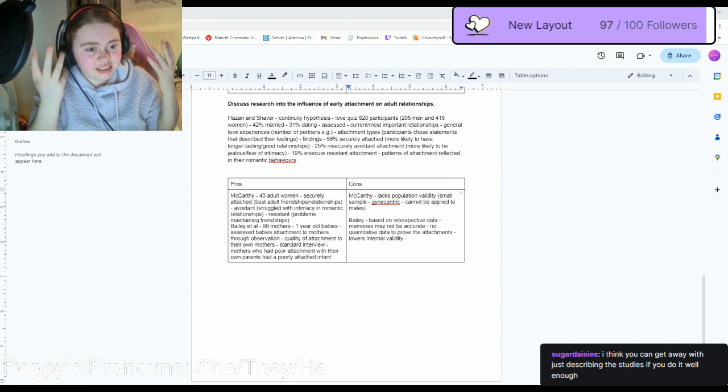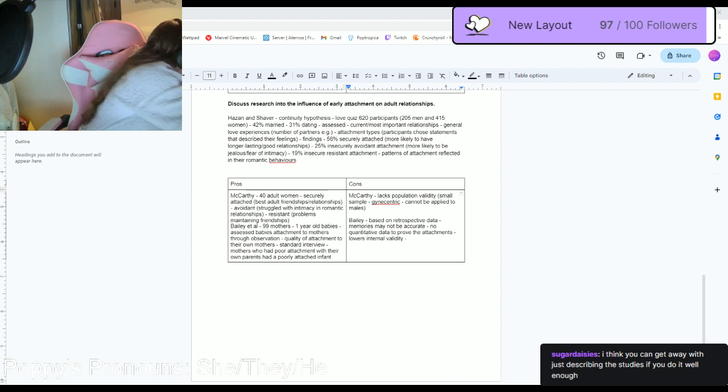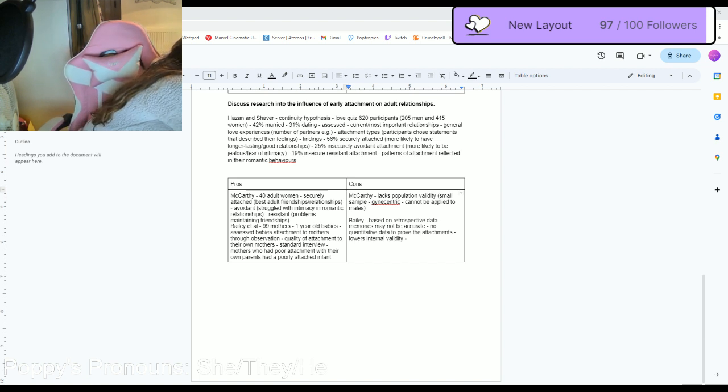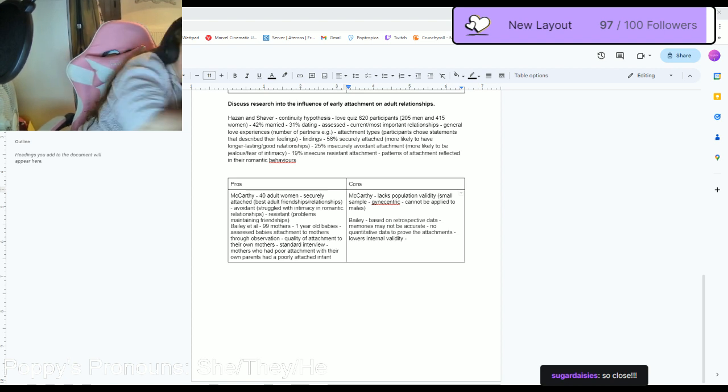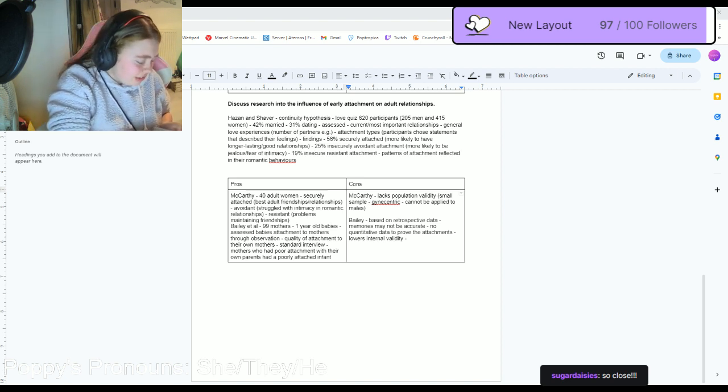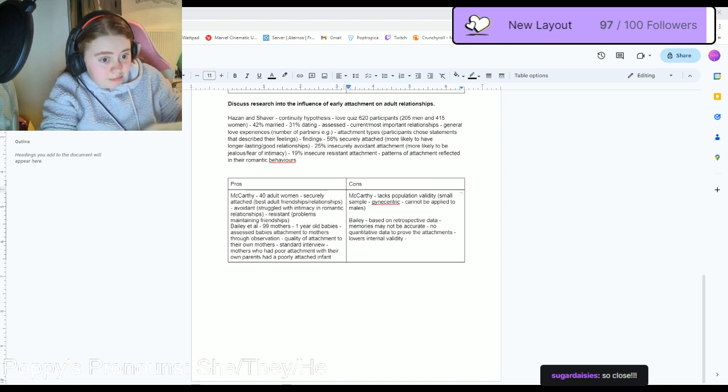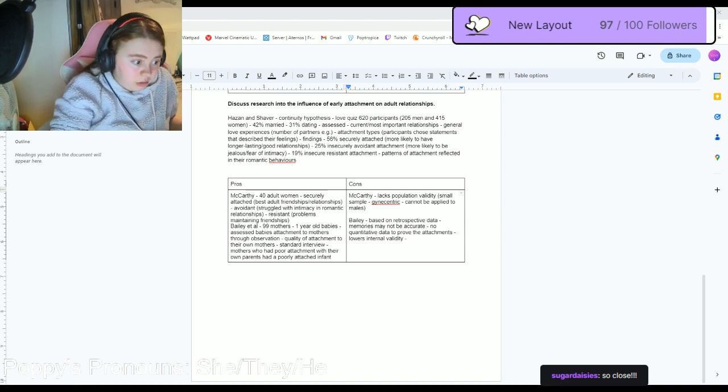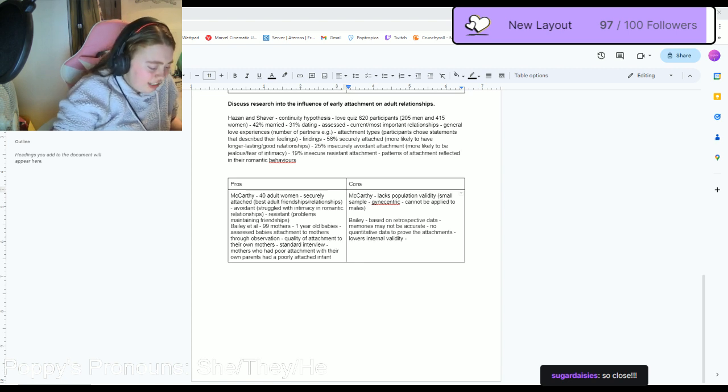Wait, let me get it. I've got it in here somewhere. Here it is. So close. Let me read out what I actually wrote, my AO1 paragraph, because I wrote quite a bit. I wrote: Van Ijzendoorn completed a meta-analysis across 32 studies in 8 countries. It was found that overall, secure attachments were the most common at 67%, avoidant attachments at 20%, and resistant attachments at 13%. Okay, so the actual percentage is 12, not 13. I got them mixed up.